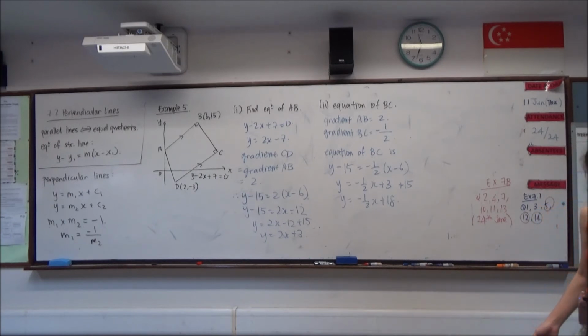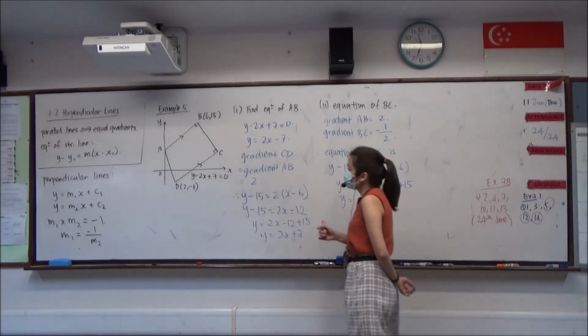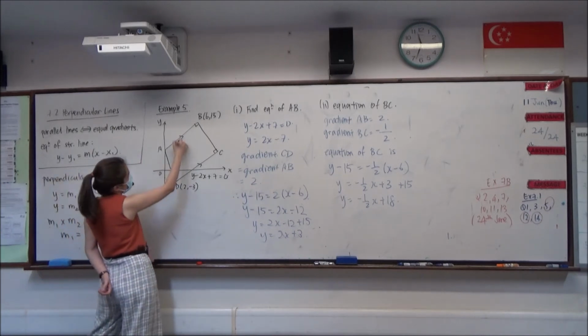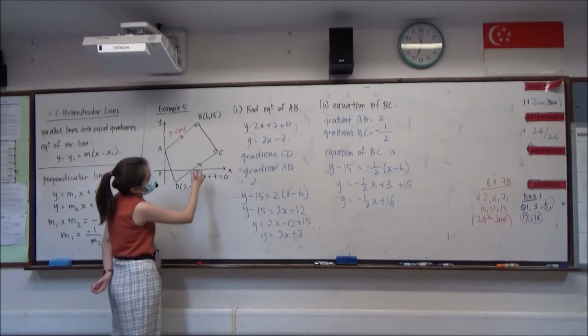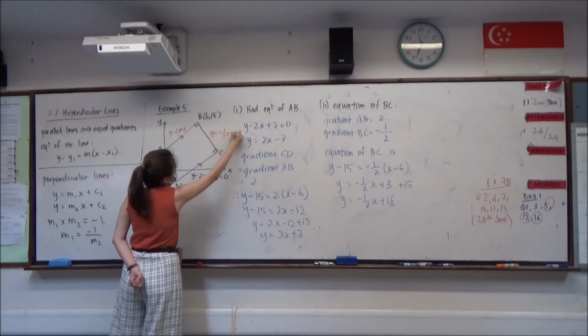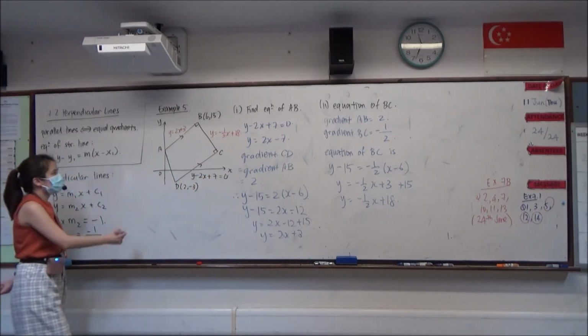Then in part 3, we want to find the coordinates of A and C. So let me just put in the information that we already got. So AB has the equation y equals to 2x plus 3. And BC has the equation y equals to -1/2 x plus 18. Right? And in part 3, I want to find out the coordinates of this.